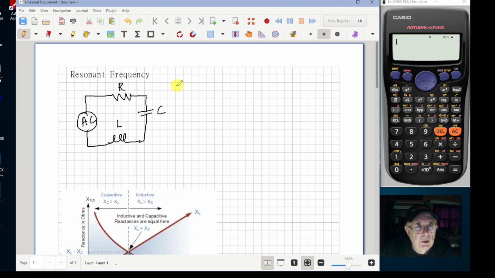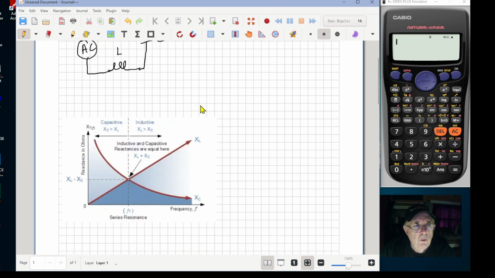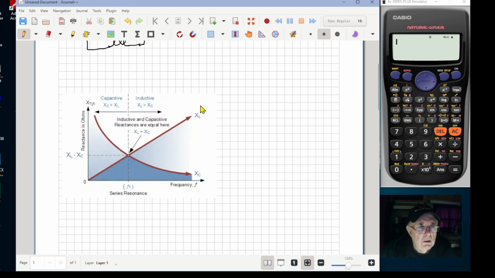And in terms of resonant frequency, we can pretty well forget about the R. It's going to be based on this. And I've put up here a little chart to show that when these two equal each other, that's when we get resonance.